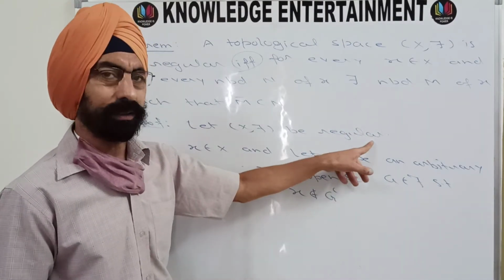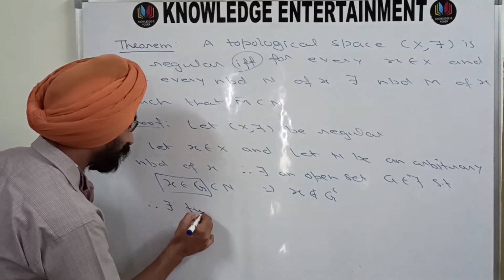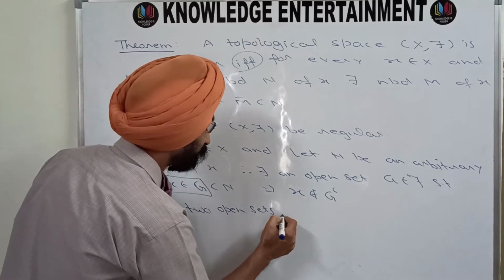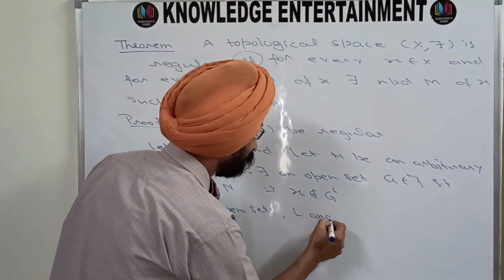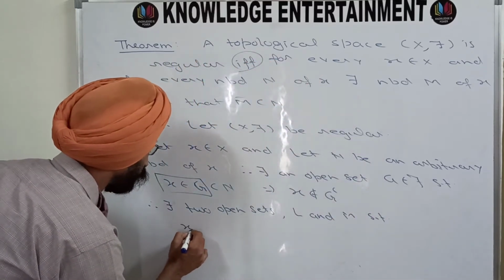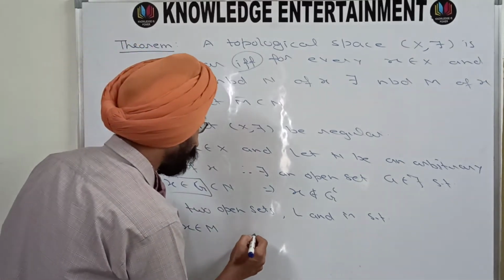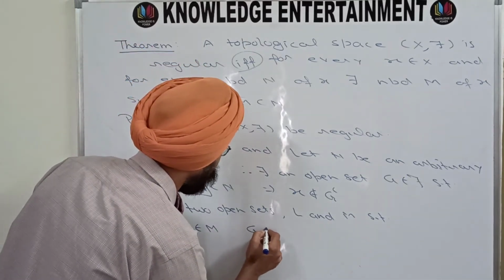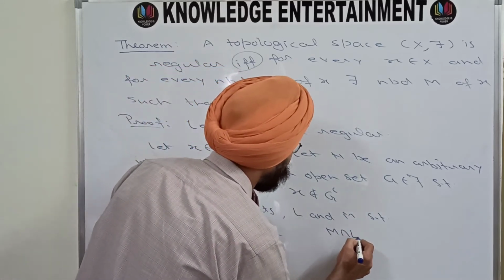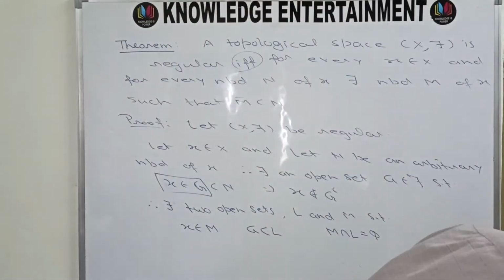So there is a closed set and a point not belonging to that closed set. The space is regular. Therefore, there exist two open sets, say L and M, such that x belongs to M and G complement is covered by L, and M intersection L is empty. So this condition will be there.